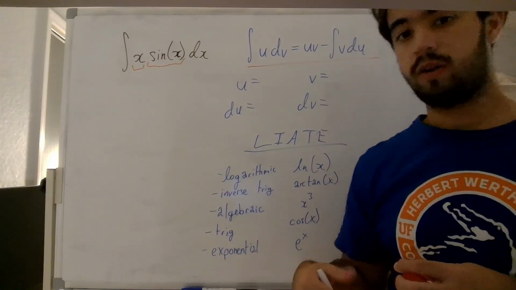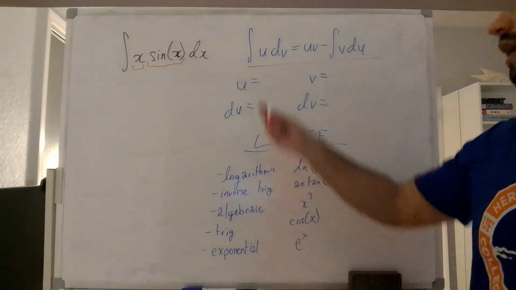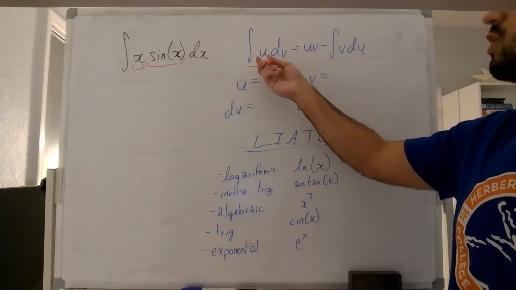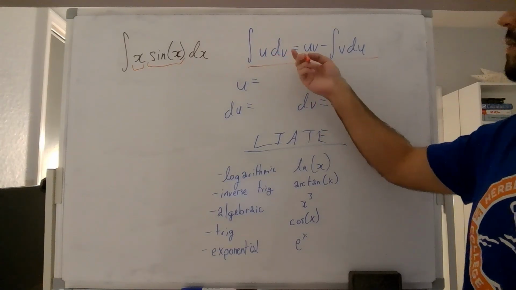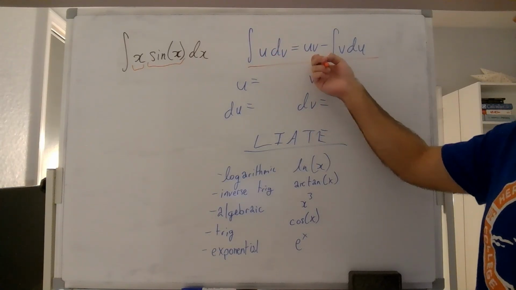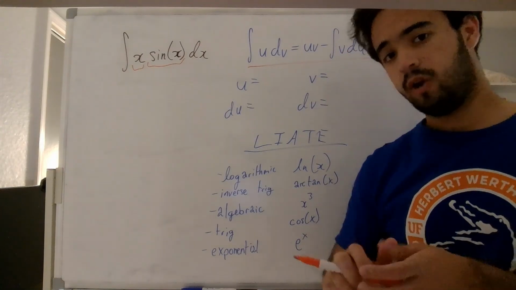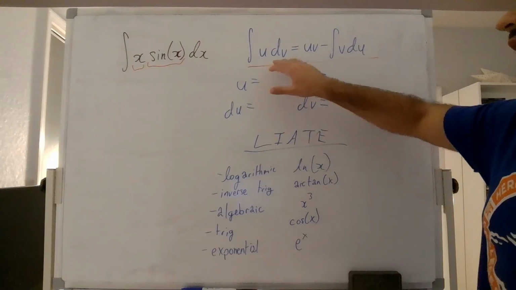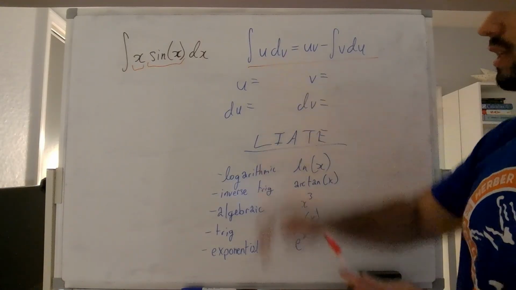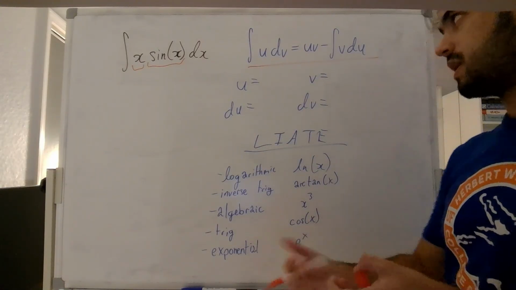which we call the integration by parts formula. Where we have the integral of u with respect to v, and this is equal to uv minus the integral of v with respect to u. Now this looks very weird, very complicated. Why do we have u and v in the same, it doesn't make sense.